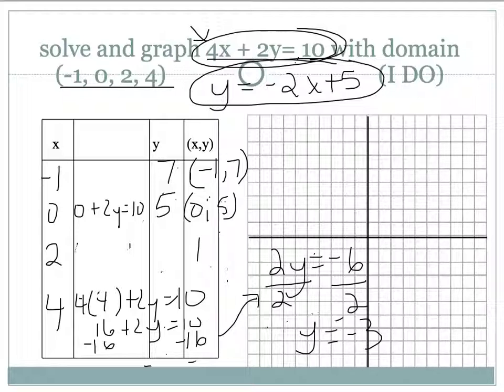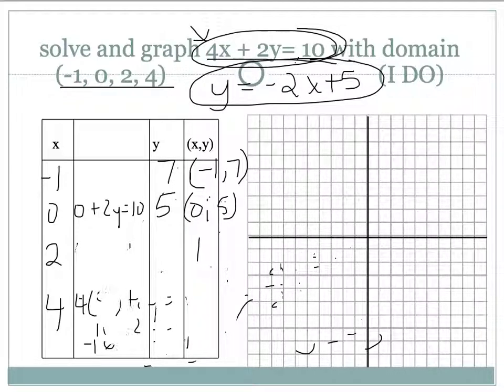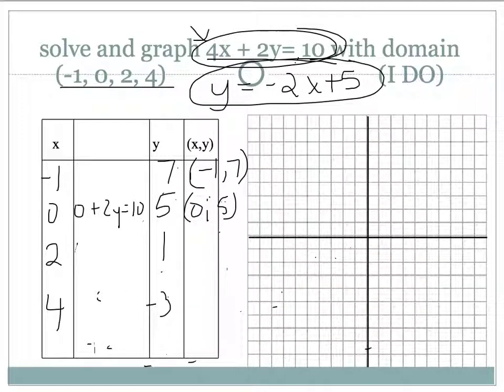Okay, so I'm going to erase. Y is equal to negative 3. Okay, so now that I have all of my points, I should write 1, negative 3, and then erase these. On yours, you don't have to erase, I just don't have enough room. Okay, so the coordinates here would be 2, 1, and 4, negative 3.